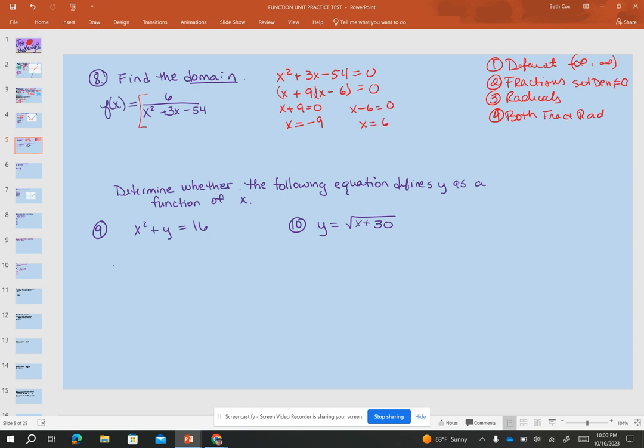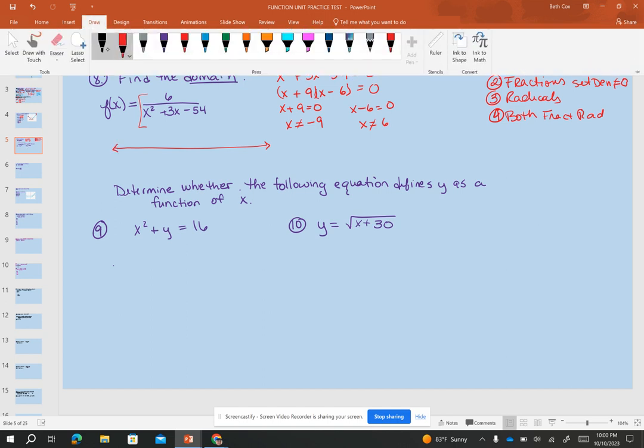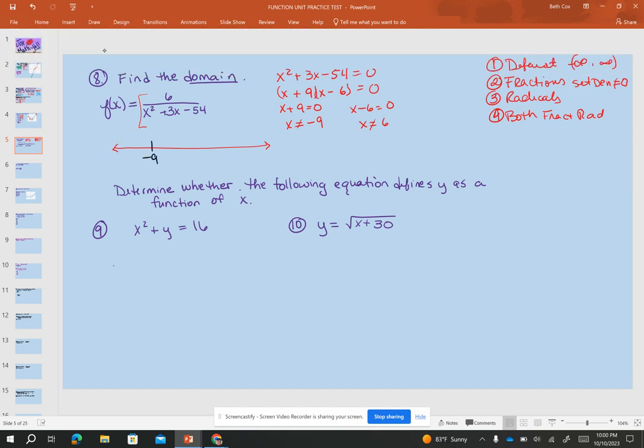Technically, these are the numbers that are being thrown out. X cannot be -9, and x cannot be 6. So -9 and 6 are actually holes in my graph, and my domain is everything but these two points.